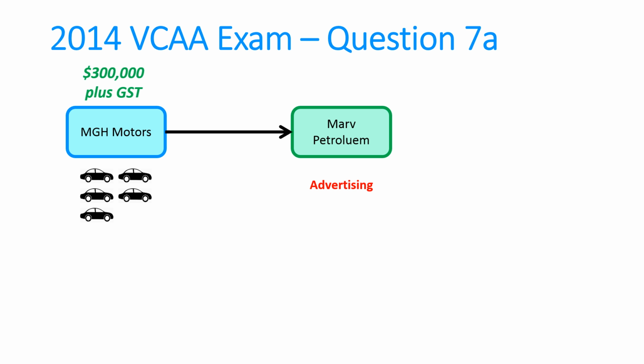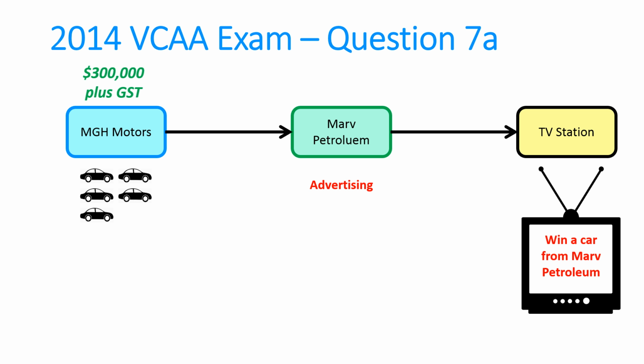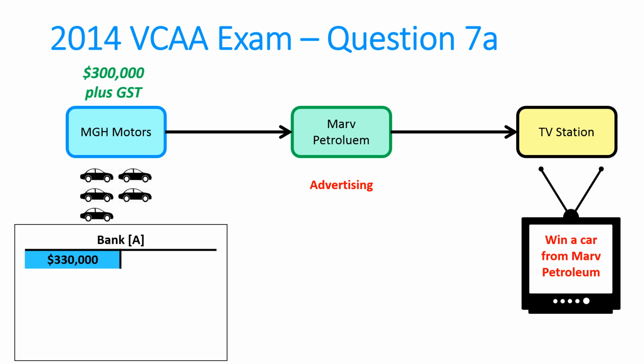What's going to happen then is that Mara Petroleum is actually going to advertise that these cars are part of a promotion, and they're going to put those ads on TV and say, win a car from our business, and when a customer wins, they're going to give them a car. So basically, you need to go back one step and figure out what transactions would have happened for each business when the $300,000 changed hands plus GST.